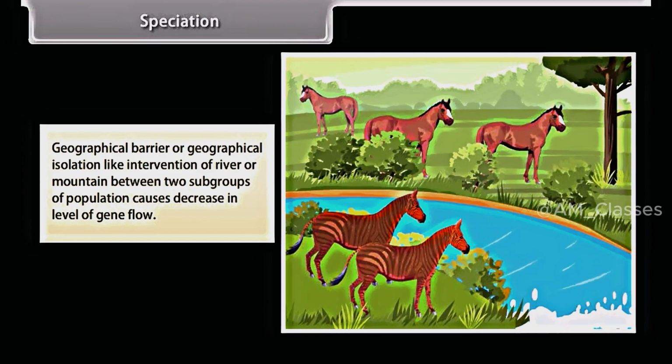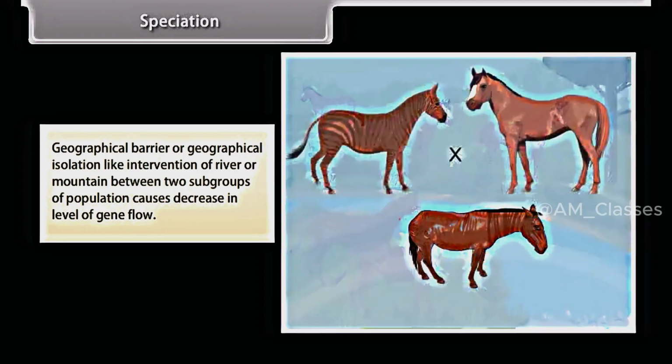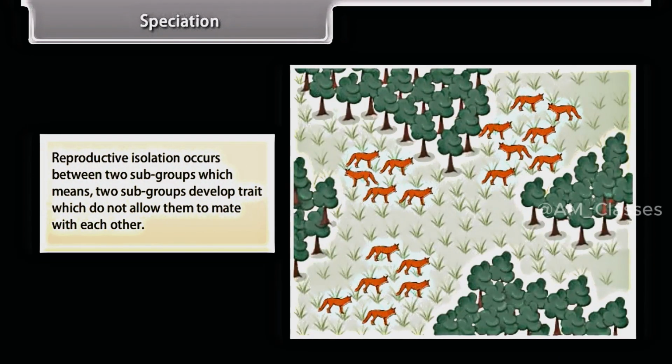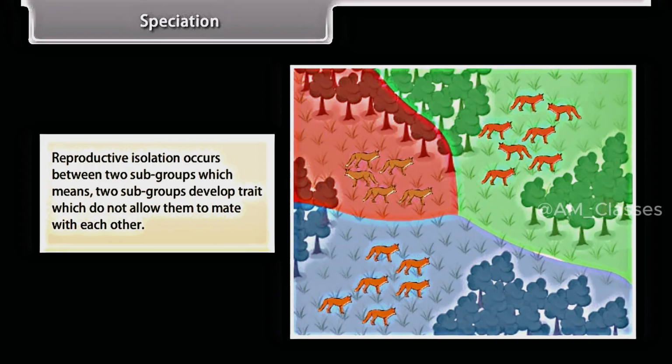Geographical barrier or geographical isolation, like intervention of a river or mountain between two subgroups of a population, causes decrease in the level of gene flow. Reproductive isolation occurs between two subgroups, which means two subgroups develop traits which do not allow them to mate with each other.